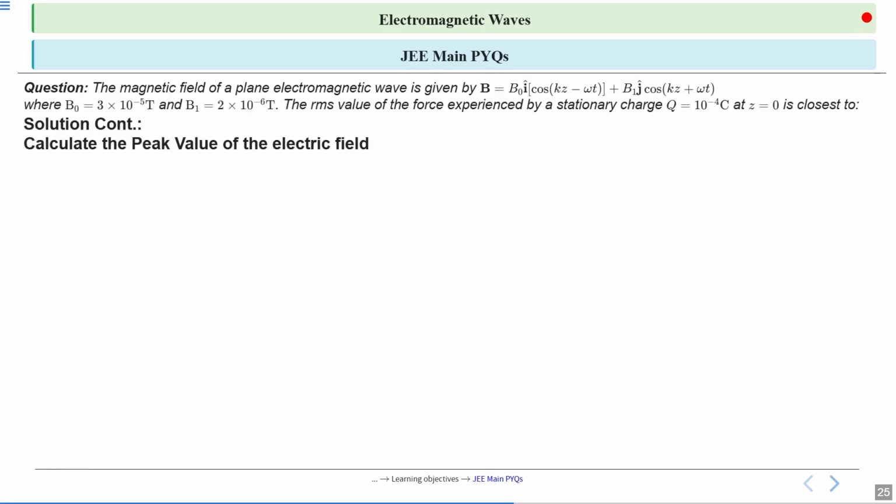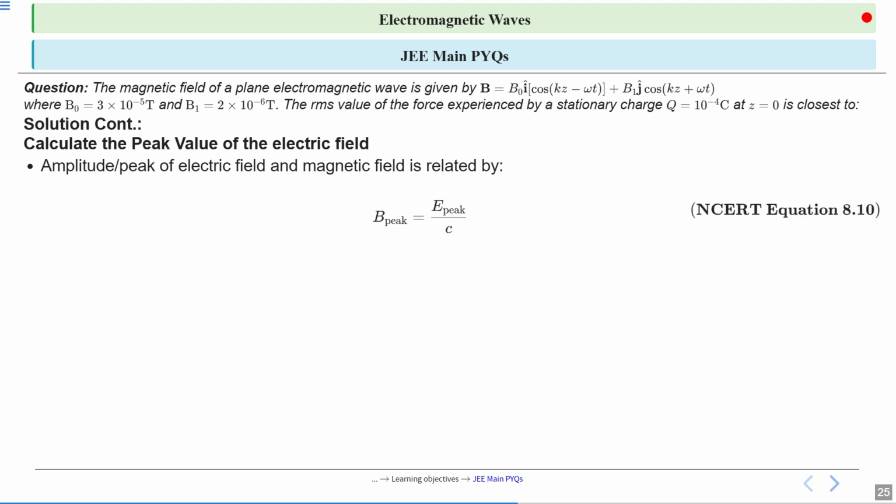Now calculate the peak value of electric field. By the relation of amplitude of electric field, amplitude of magnetic field, and speed of light, we can find the peak value of electric field also. Okay, so we know that B peak is equal to E peak upon C. We have discussed the relation B naught equal to E naught upon C, so that is the peak values. So B peak equal to E peak upon C according to NCERT equation 8.10. So E peak will be C into B peak.